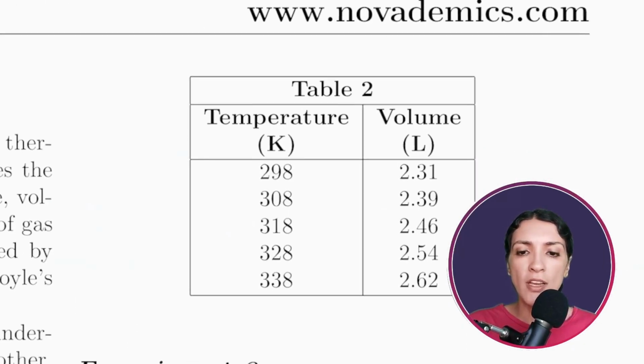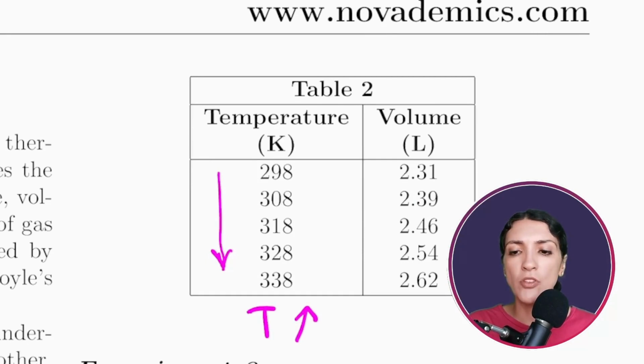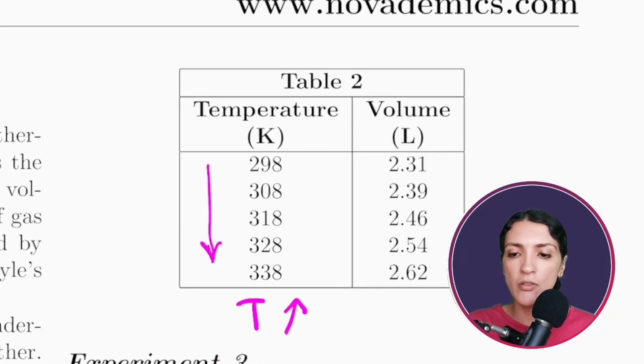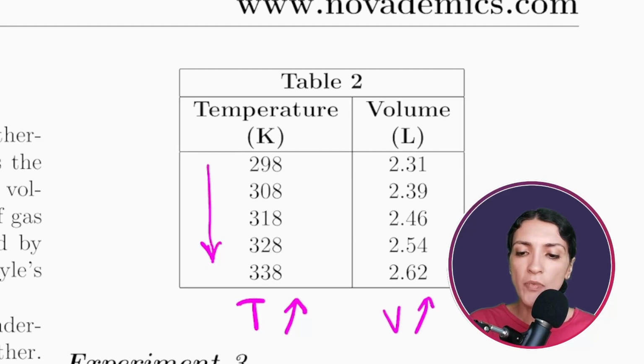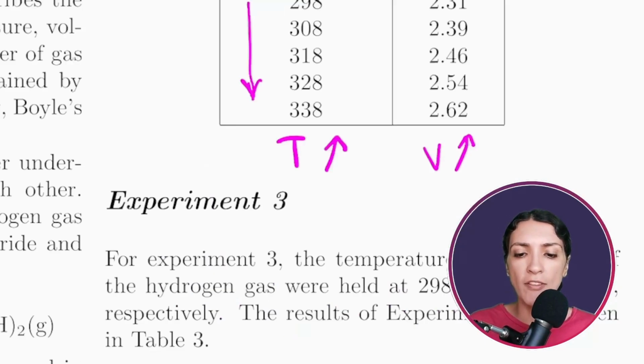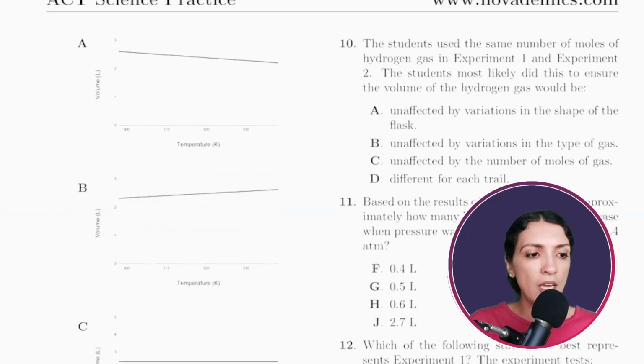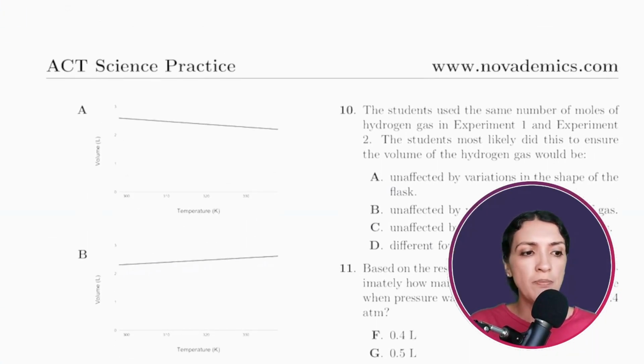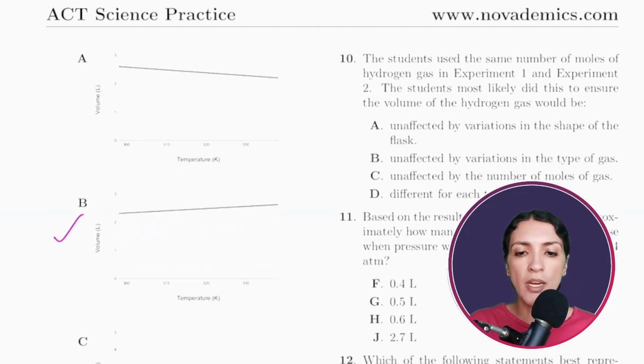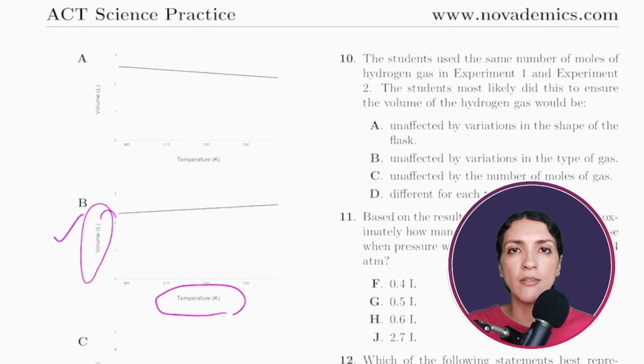Now, if we move down the temperature column, we see that temperature is increasing. And what happens to volume? Well, if we go down the rows, we see that volume is going from 2.31 and it's increasing monotonically to 2.62. So as temperature increases, volume increases. Now let's look at the graphs that are given. And we see that that is choice B. Choice B is the choice where if temperature is increasing, volume is also increasing.